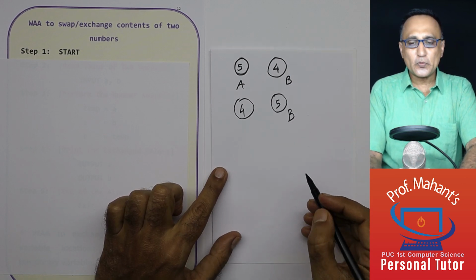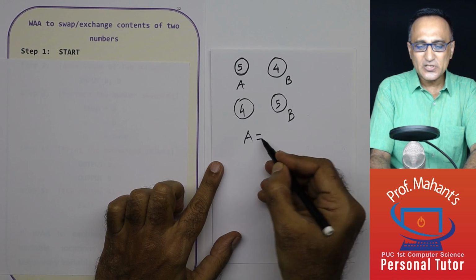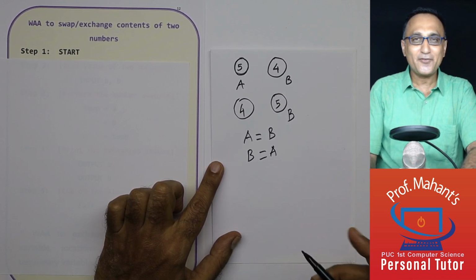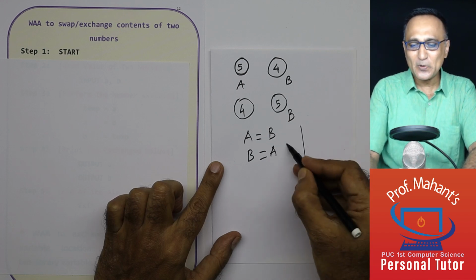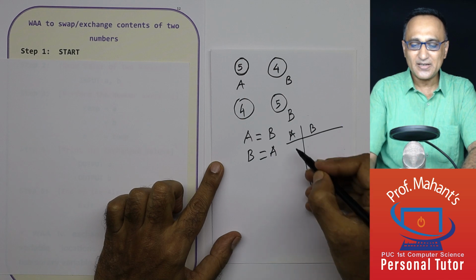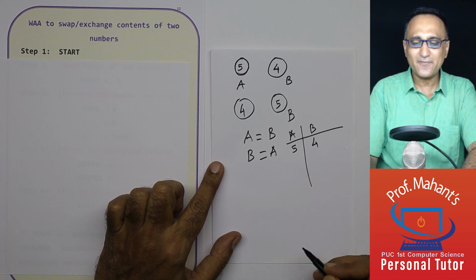Commonly, when you're new to programming, you'll think it is easy. I'll do something like this: A is equal to B, B is equal to A. If you do this, see what will be the problem that will happen. Let's say I have A here, I have B here. This is 5, this is 4.